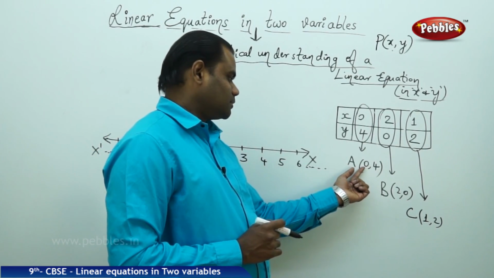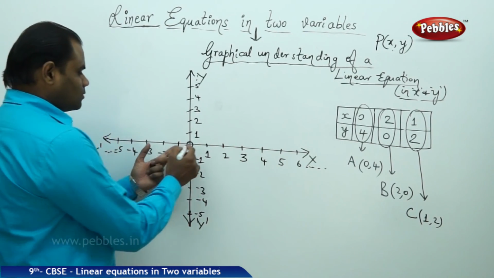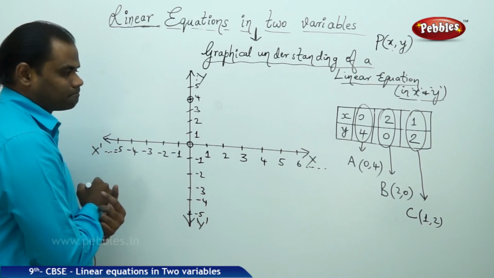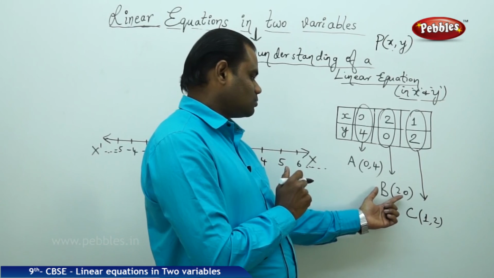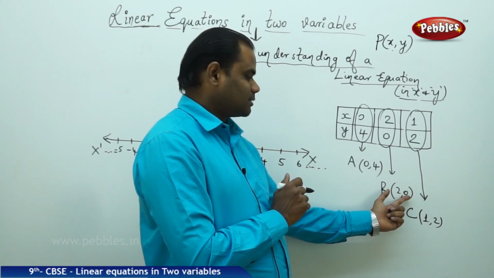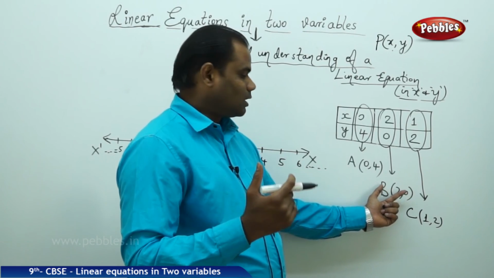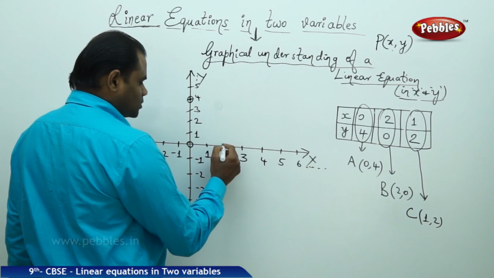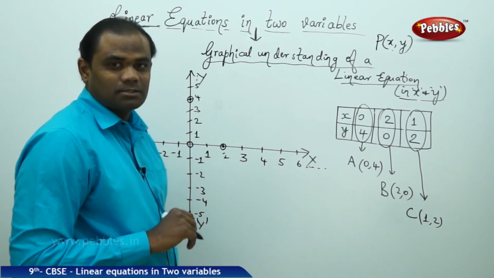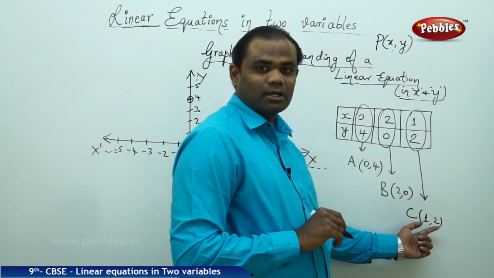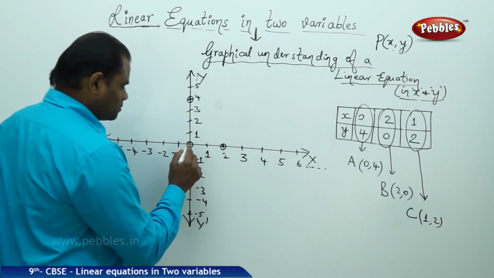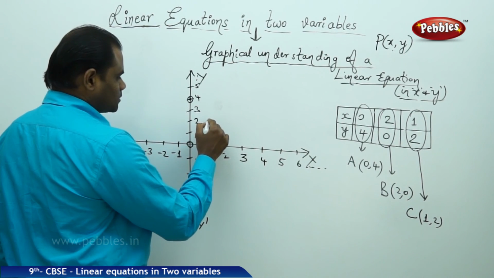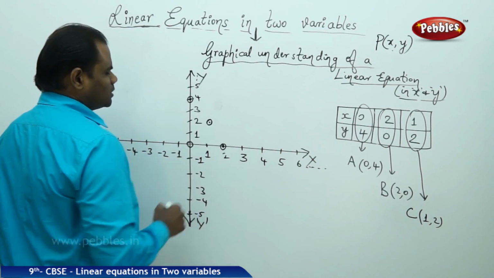Initially, starting with A, which is 0, 4, my x coordinate is 0 and my y coordinate is 4, I get my first point, which is out here. Secondly, my second point, which is 2, 0, means 2 units to the right and no up and down movement in the y coordinate. Therefore, my B is 2, 0, which plots out here. Similarly, my C is 1 unit to the right and 2 units up. Therefore, my C moves 1 unit here, up, and therefore I get this to be the third point.